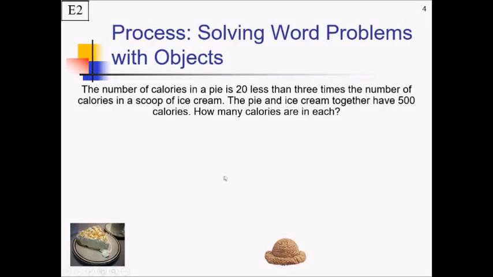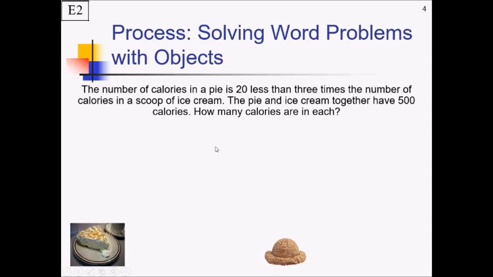For our next example, check out this sweet situation. The number of calories in a pie is 20 less than 3 times the number of calories in a scoop of ice cream. Okay. And the pie and the ice cream together have 500 calories. We want to know how many calories are in each of these. All right, so pause the video, define some variables, and set up 2 equations that model this situation.